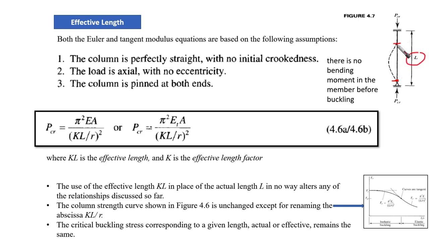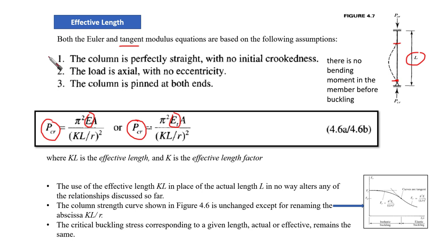In this case, we are going to find this is the buckling wavelength. This is what we call the effective length. Okay, and we need to know that both the Euler and tangent modulus equations are based on the following assumptions. So we have two Euler loads now, one using E, the other one using ET, the tangent modulus.